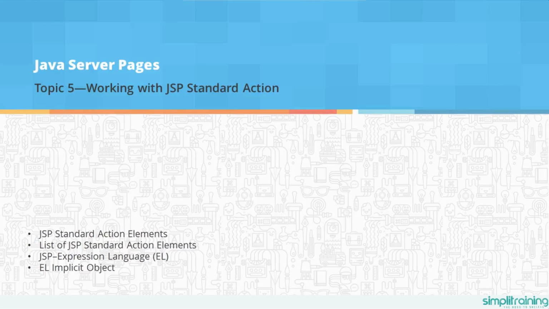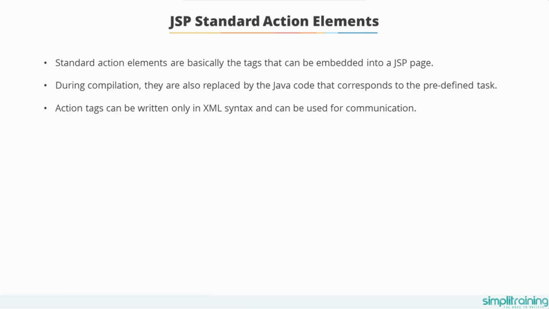Let's start with our next topic, working with JSP standard action or action methods. Here we look at JSP standard action elements, the list of JSP standard action elements, JSP expression language or EL, and EL implicit objects. The standard action elements are basically the tags that can be embedded into a JSP page. During compilation, they are also replaced by the Java code that corresponds to the predefined task.